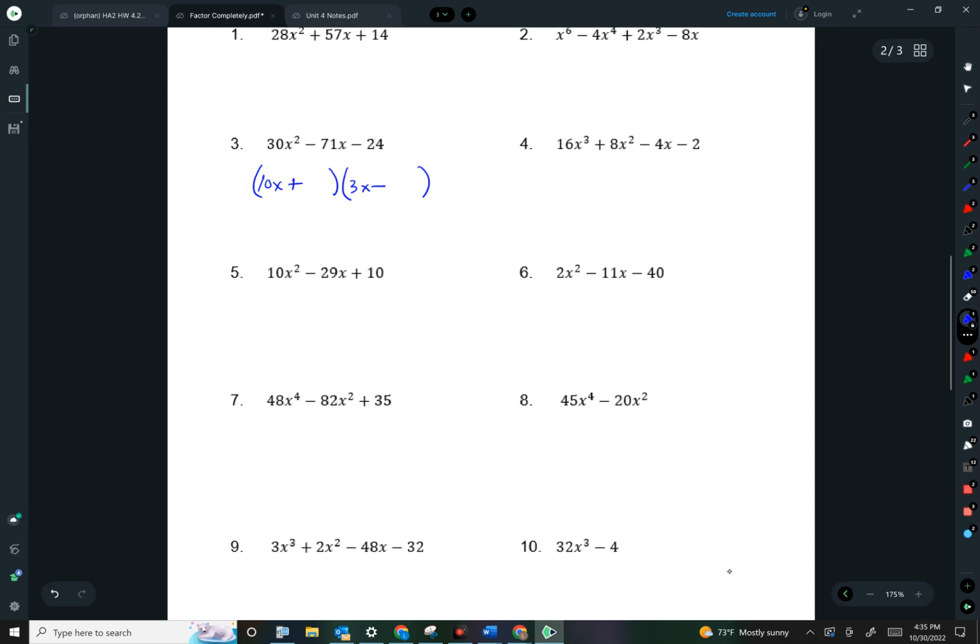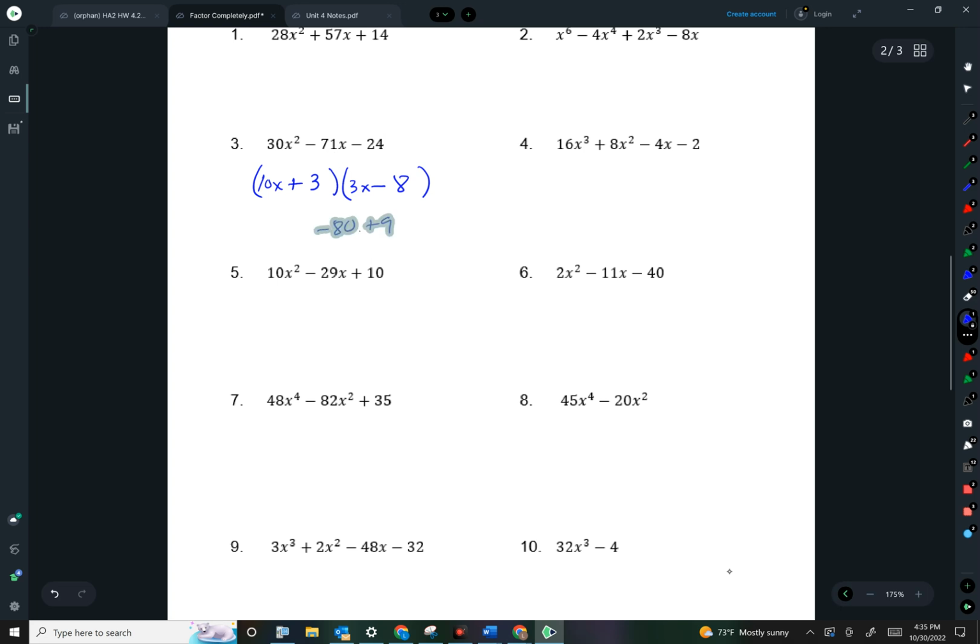What about 6 and 4? Nope, can't put it there. 8 and 3. Let's see. I can't put the 8 here, but I could put the 3 here and the 8 here, right? Okay, so now we check it. On the outer, we're going to have negative 80. On the inner, we're going to have positive 9. That's going to work, right? Isn't it going to give me the negative 71?